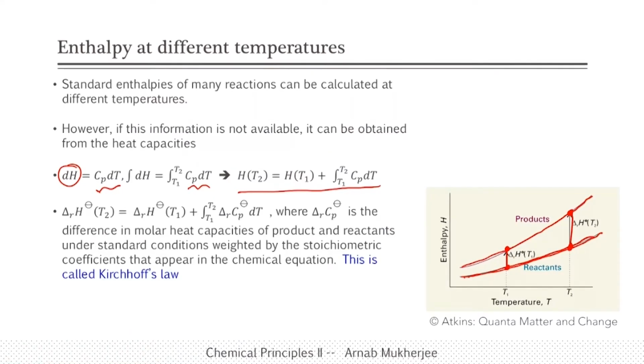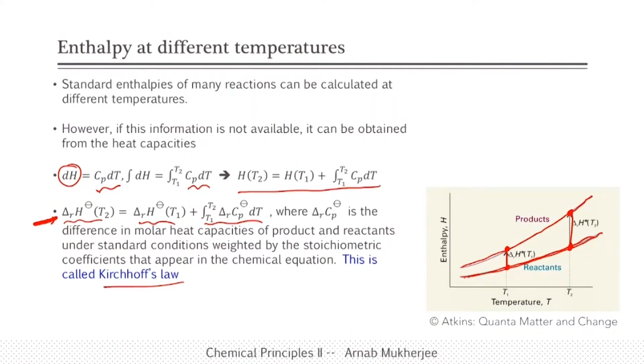So that is what is mentioned here, which is called Kirchhoff's law. The heat of reaction at one particular temperature T2 is equal to the heat of reaction at a temperature T1 plus the integration from T1 to T2 of delta R Cp. So it is now the difference in the reaction Cp, which means that the same way we calculate reaction enthalpy, we are calculating the reaction Cp, okay, and the reason is graphically shown here.